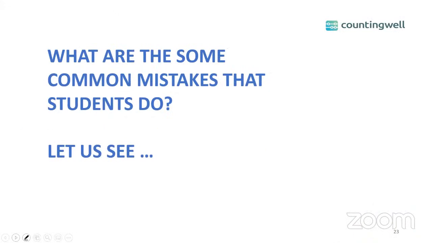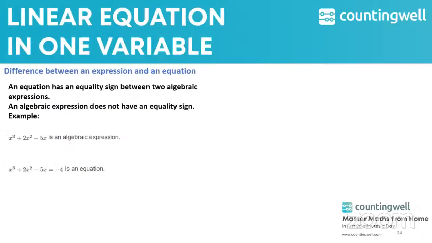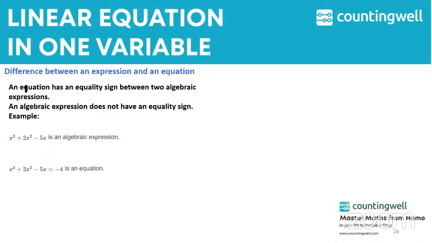Let us see some common mistakes a student can make. First, an equation always has an equality sign between two algebraic expressions, whereas an algebraic expression will not have any equality sign. So I think this is very clear. x cube plus 2x minus 5x does not have any equality sign, so it is an algebraic expression. Whereas if we take it as equal to minus 4, an equality sign is involved, so it is an equation.